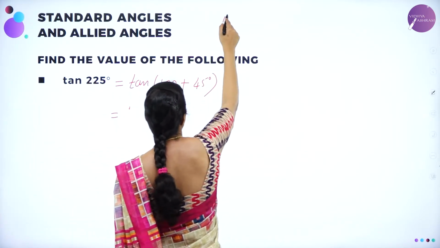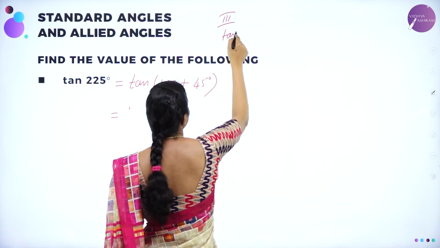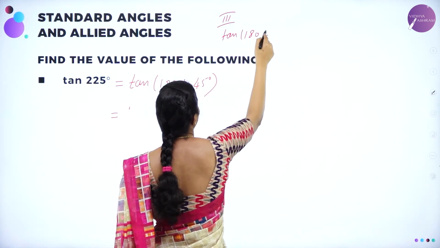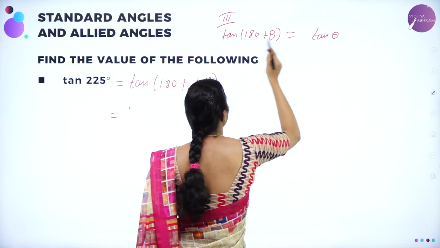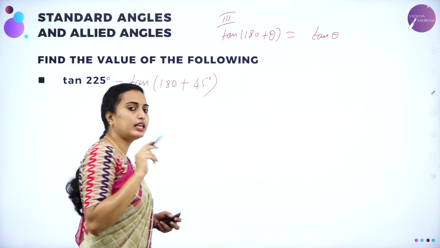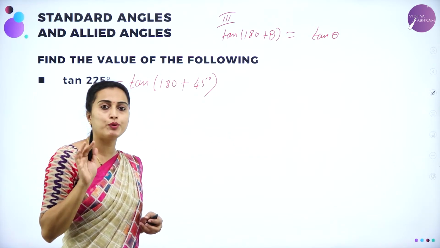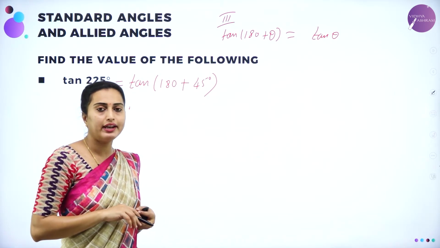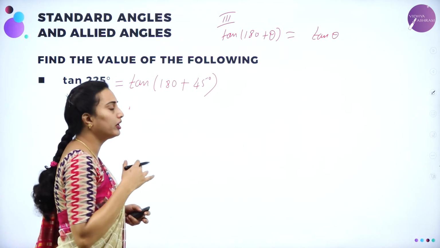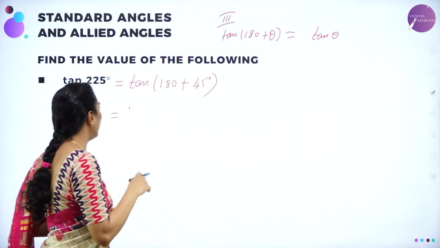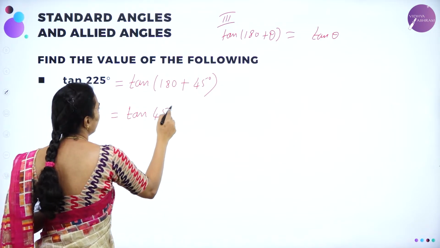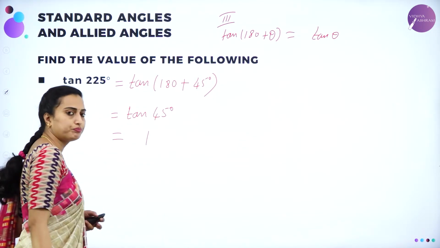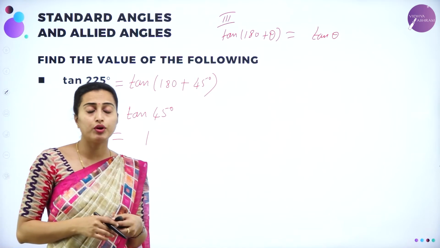In the third quadrant, because 180 plus theta falls in the third quadrant only. So 180 plus theta is tan theta only. Now you have to decide about the sign. 180 plus theta is in the third quadrant, where tan is always positive, right? Tan and cot. Therefore, tan will become tan only in the third quadrant. So I can write tan of 45 degree, theta replaced by 45 degree, which is nothing but 1. That's it, dears. I hope you got this one.